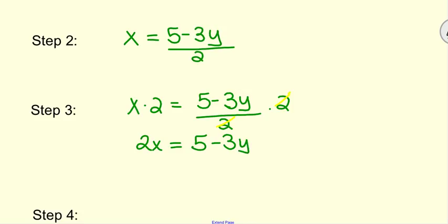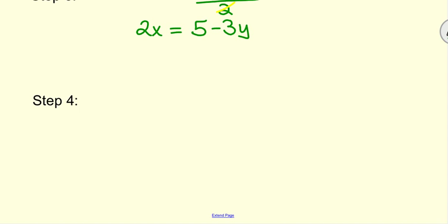And extend this page. All right, bring it back up here so you can see it.